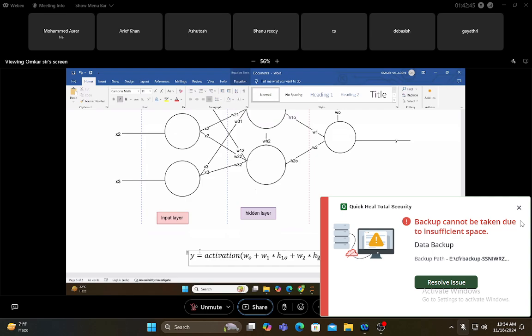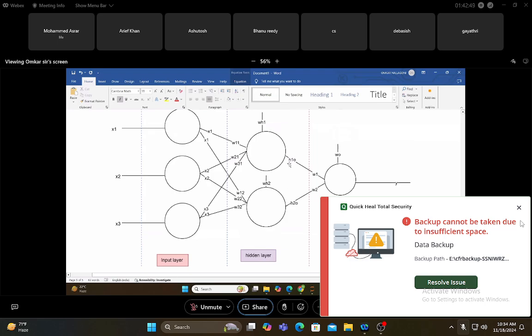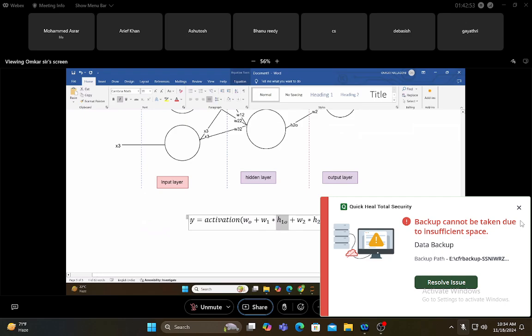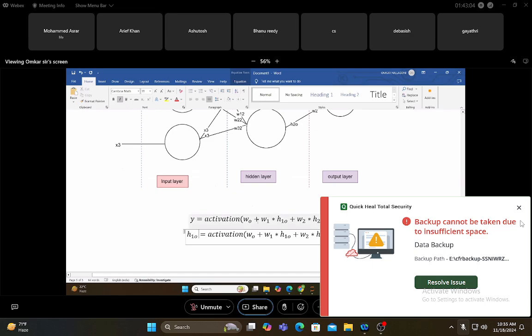This is over. Next, who is H1 0? H1 0 is called activation of... W H1 is coming first, right? What is it? W11 into X1, plus W21 into X2, plus W31 into X3. Now H1 0 is done.